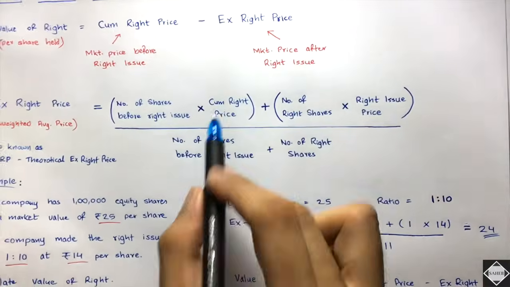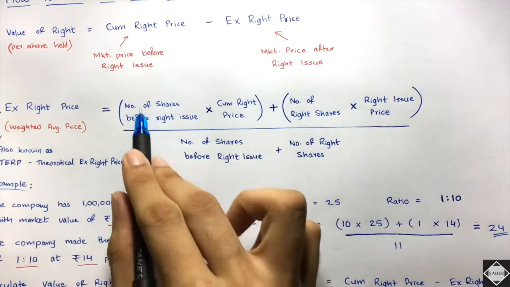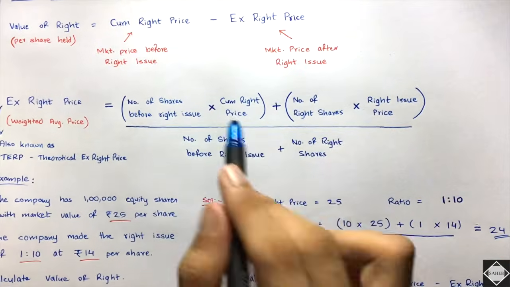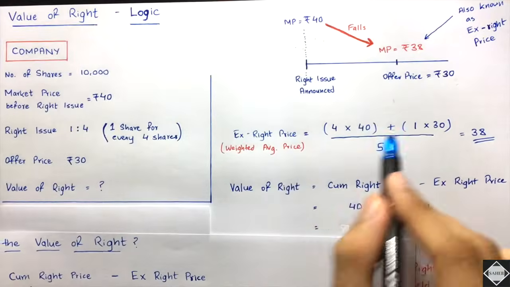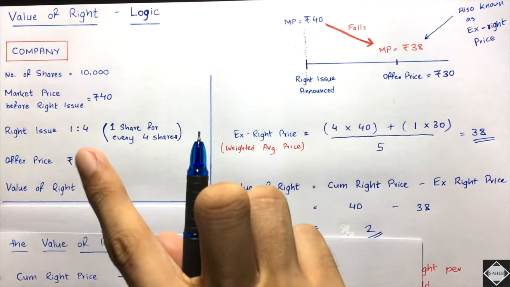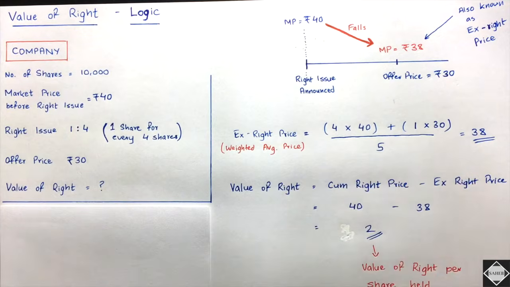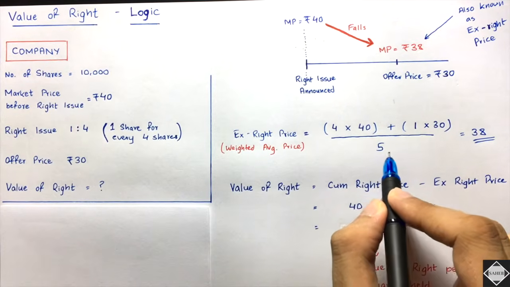The cum-rights price, the rights issue price, the number of shares before the rights issue, and the number of rights shares. But we are not taking the total number of shares here. We are taking just the ratio. 1:4, so 1 is the rights and 4 is the existing. So existing 4 and 1 is the rights, and divide by what? 4 plus 1, that is 5.